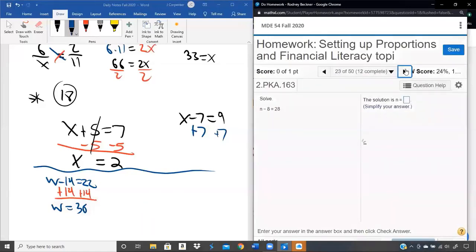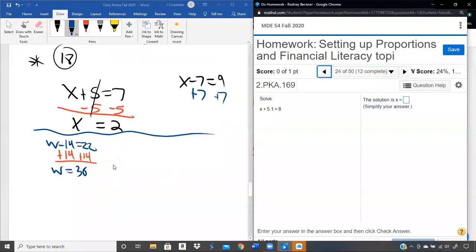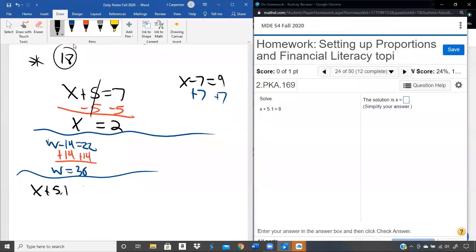More of those. Like I said, I'm trying to get as much done as I can in 30 minutes. This one's a little more challenging and it's a decimal, so let's mix it up. X plus 5.1 equals 8. Technically, it's not challenging since you're allowed calculators, in my opinion, but I'm going to do it by hand.